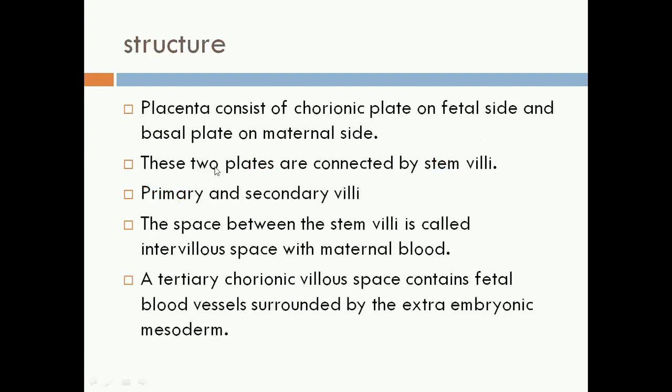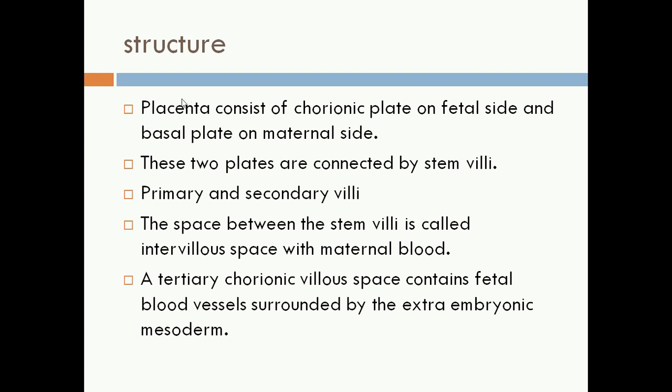Coming to the structure, the placenta consists of a chorionic plate on the fetal side and a basal plate on the maternal side. The plate on the fetal side, which is smooth, is called the chorionic plate, and the plate on the maternal side, which is thrown into cotyledons, is called the basal plate. These two plates are connected by stem-like villi, called chorionic villi. The chorionic villi are of two types, primary villi and secondary villi.